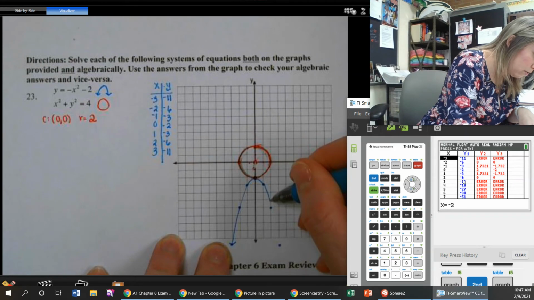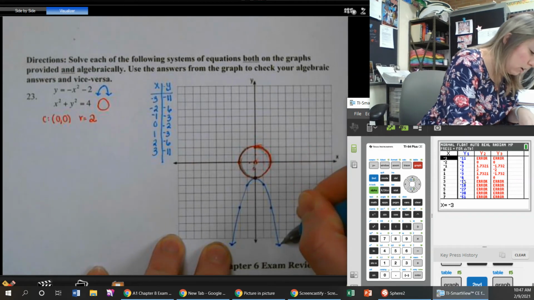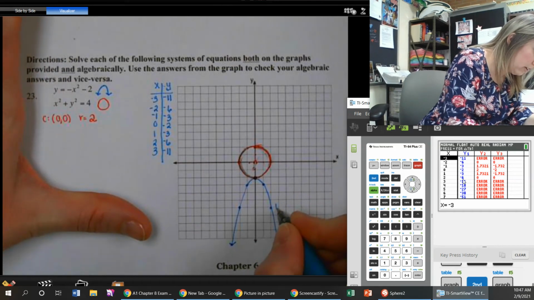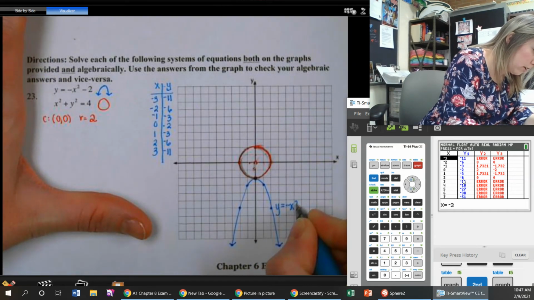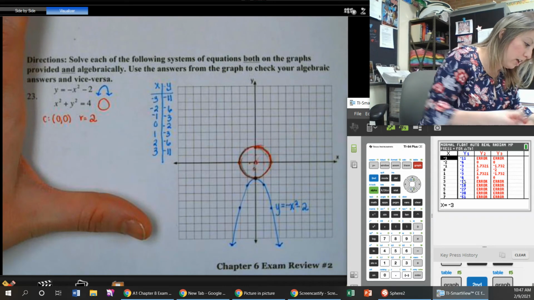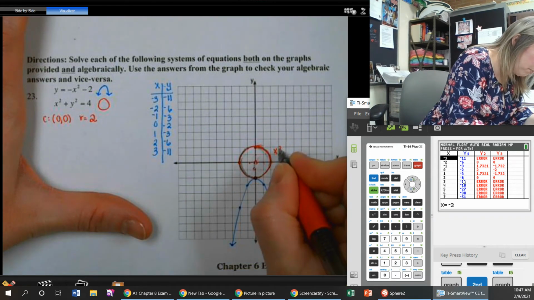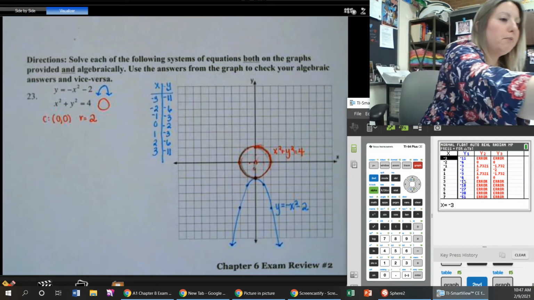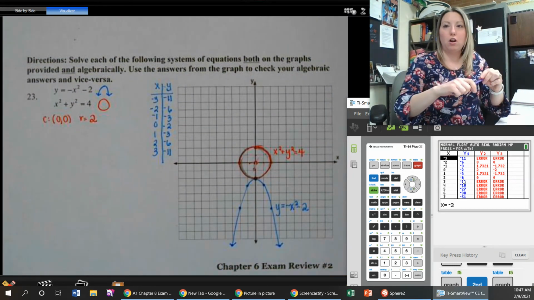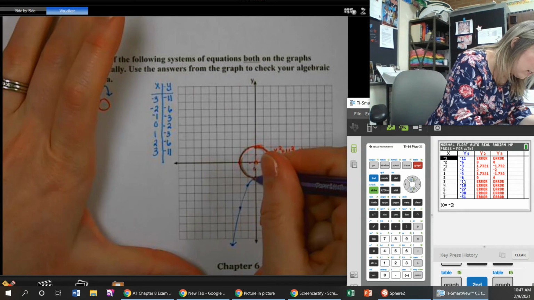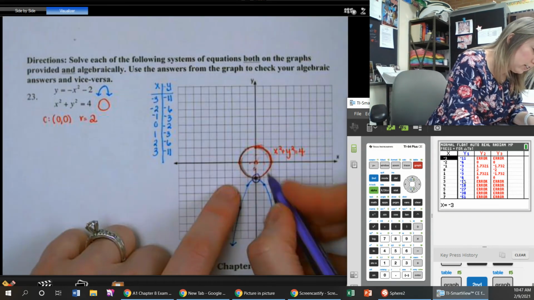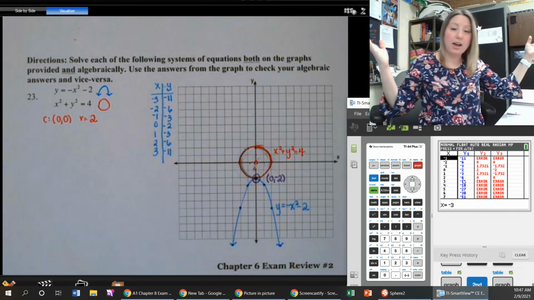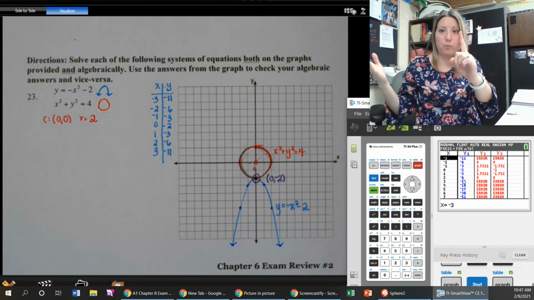Arrows. Now I can label. So y equals -x squared minus 2, and this is x squared plus y squared equals 4. And the intersection point, red and blue make purple, to much of your delight. It's a trash color. This intersection point is (0, -2), and that's it. That's all I got for an intersection point.